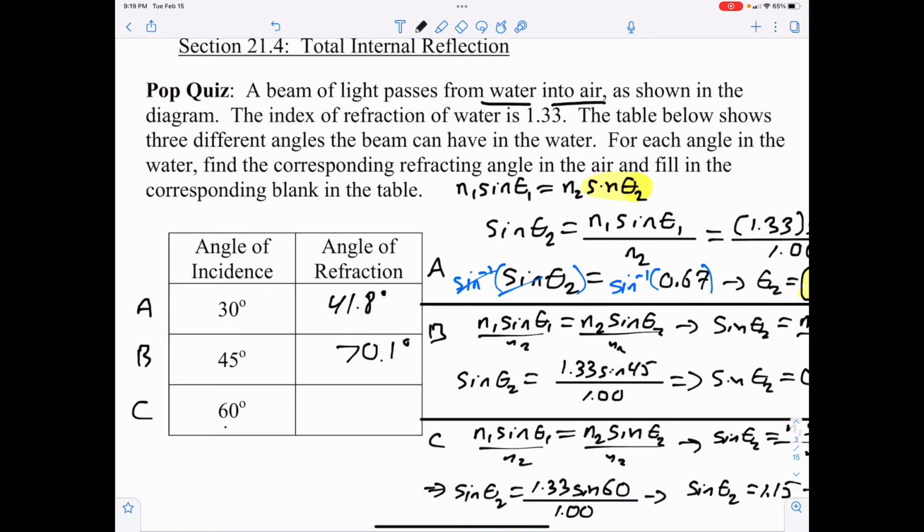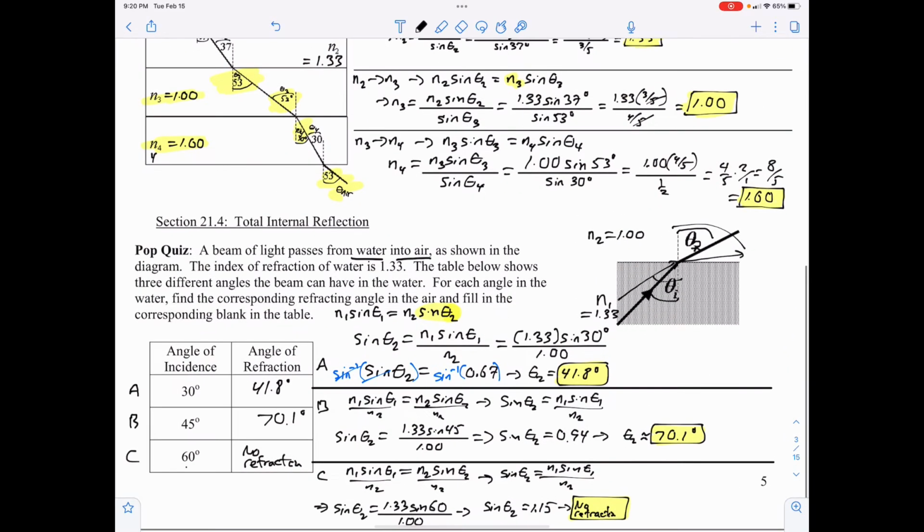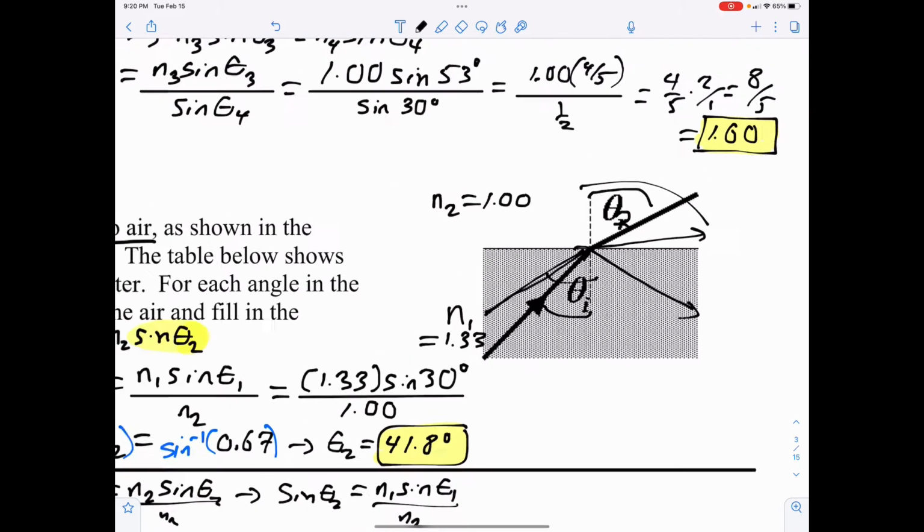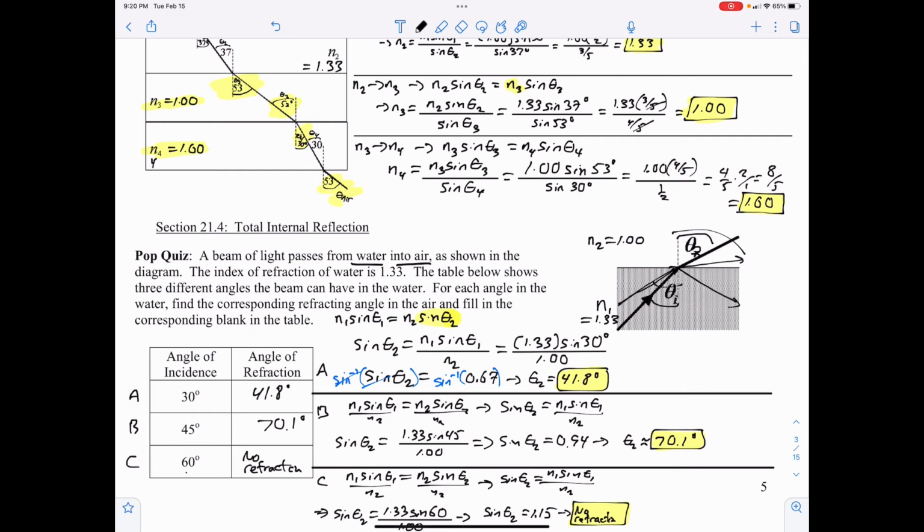We had no refraction when you had an angle larger than 45 degrees. 60 is larger than 48.8 degrees. Therefore, we get no refraction. In fact, if the angle is too large, like this right here, it's just going to be internal reflection along the surface, and there is no refraction. Total internal reflection is when you have refraction along the surface of the boundary, creating a 90-degree refracting angle.